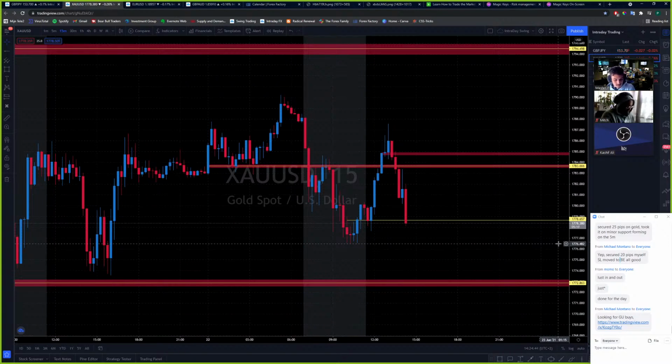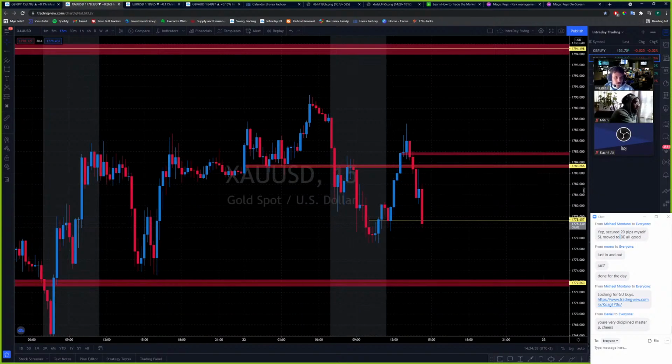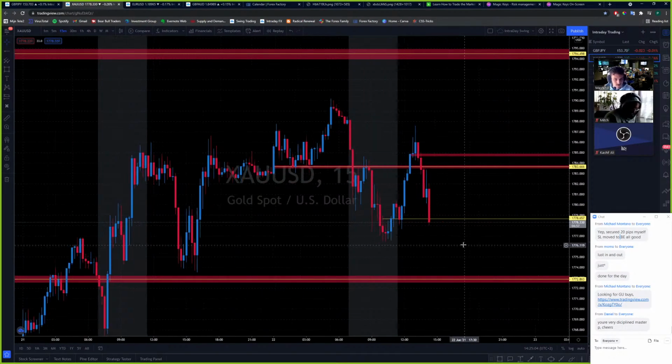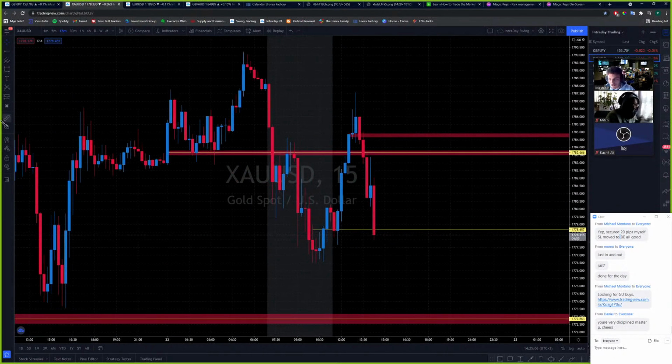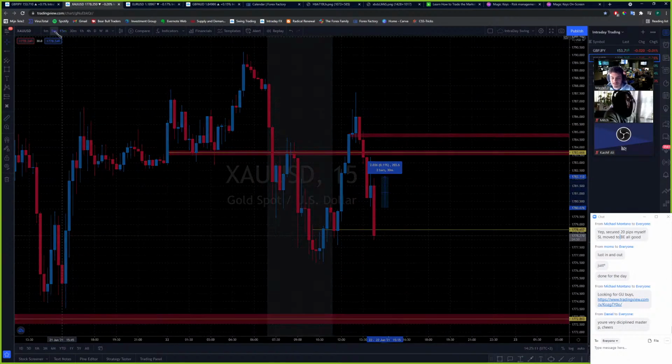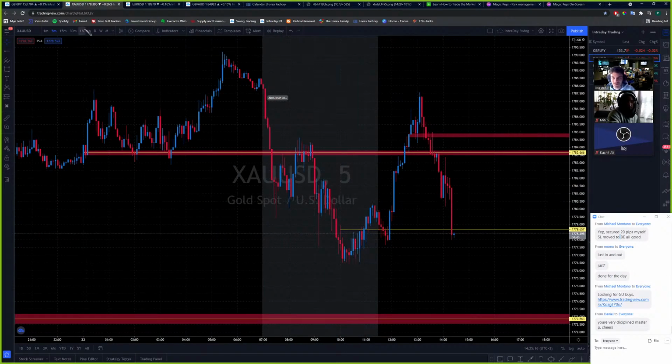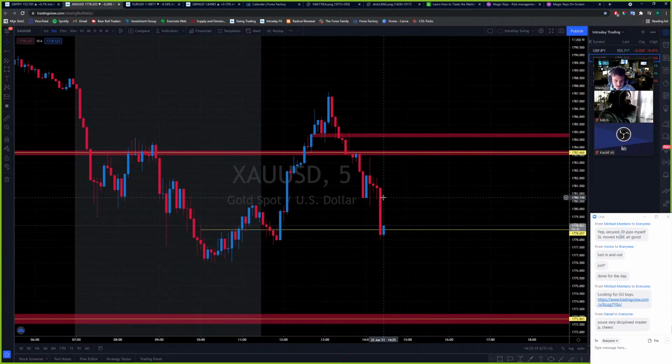A lot of people are direct messaging me. How'd you get that entry? Because what was the stop loss for this? Yeah, 20 pips stop loss. Oh man, this is beautiful right here. Oh yeah. The 4-hour level.